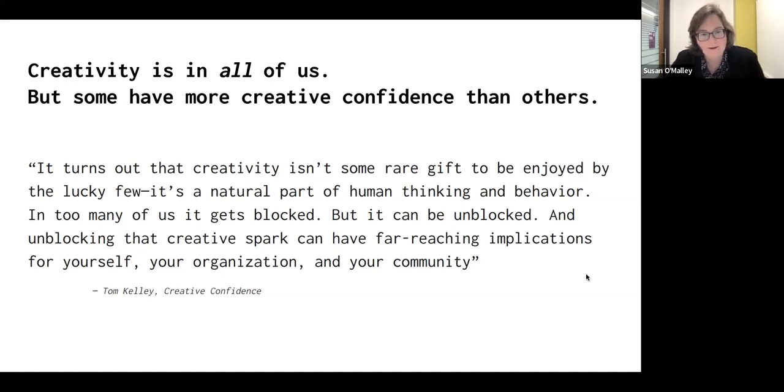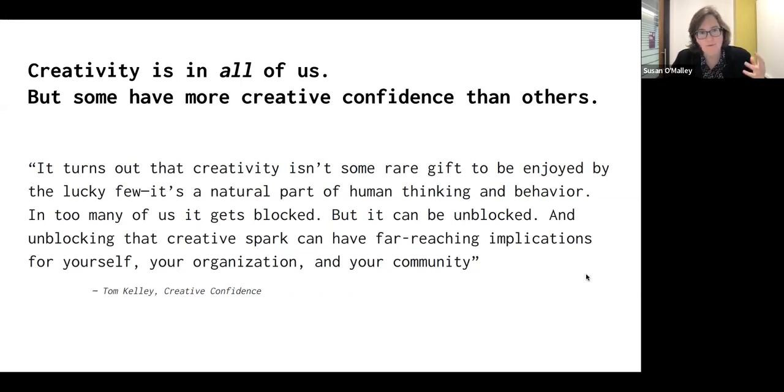And when I went to work at IDEO, Tom Kelly, who's one of the two brothers who's a founder of IDEO, produced this book called Creative Confidence. And this is actually a great primer in terms of human beings and creativity, if you're interested in that. And the point I wanted to underscore here is that creativity is in all of us, but some of us have more creative confidence than others, right?